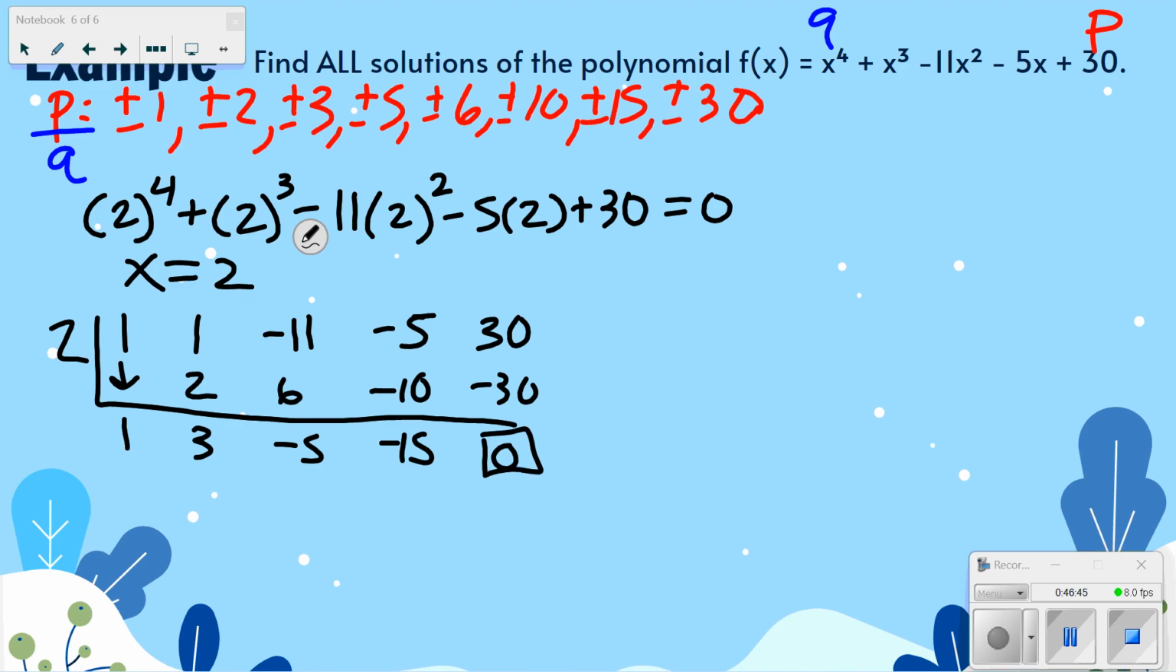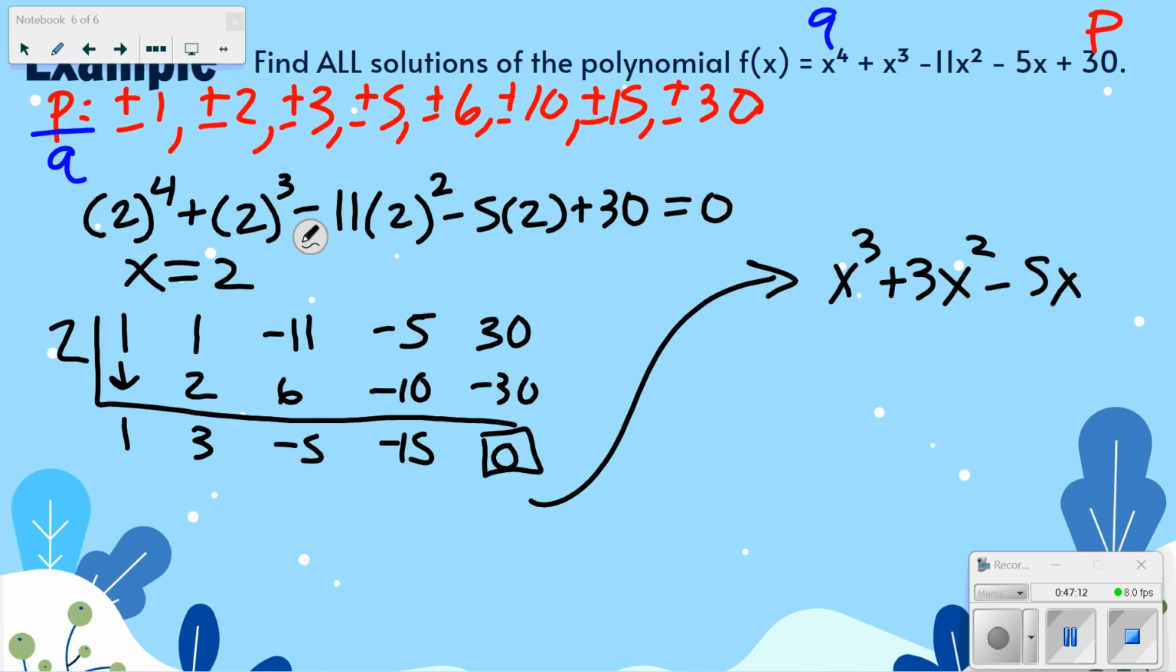Alright, so we got our remainder with 0, which was a good check. And what do 1, 3, negative 5, and negative 15 tell us? They are coefficients, and that means, from here, our first one is our coefficient for what term? X cubed, great job. So I'm going to have 1x cubed plus 3x squared minus 5x minus 15. And what are we thinking about doing next here? What do we see?